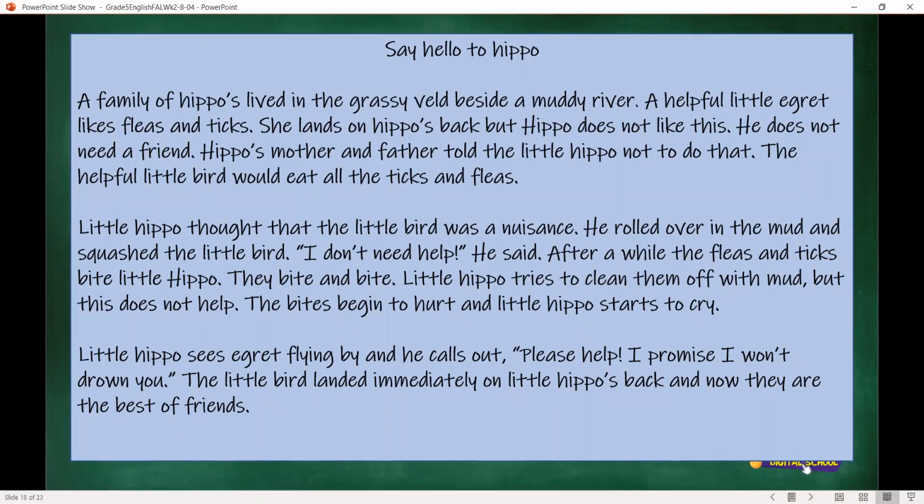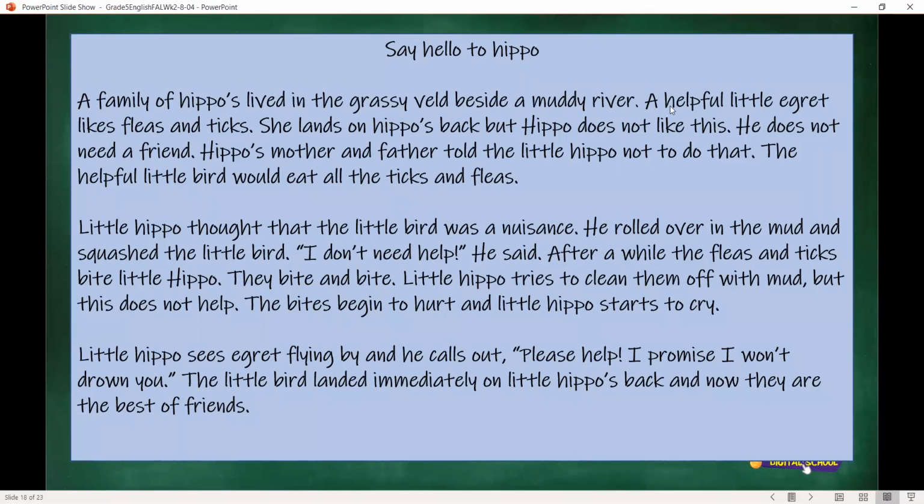Okay, so now I don't have a rough draft, because that is something that you will do on your own. You only want to present your story when you have your neat draft, or your final one, where everything's been checked. But I can go through this and just double check that I've started with a capital letter. A family of hippos lived in the grassy veld beside a muddy river. So I have started with a capital letter. I have ended with a full stop.